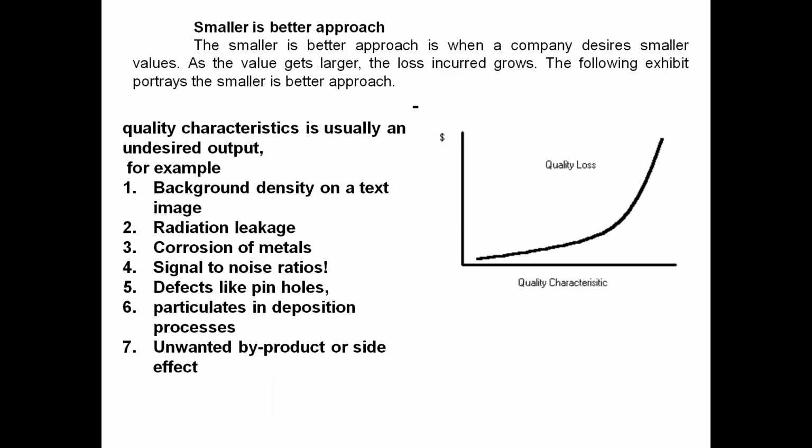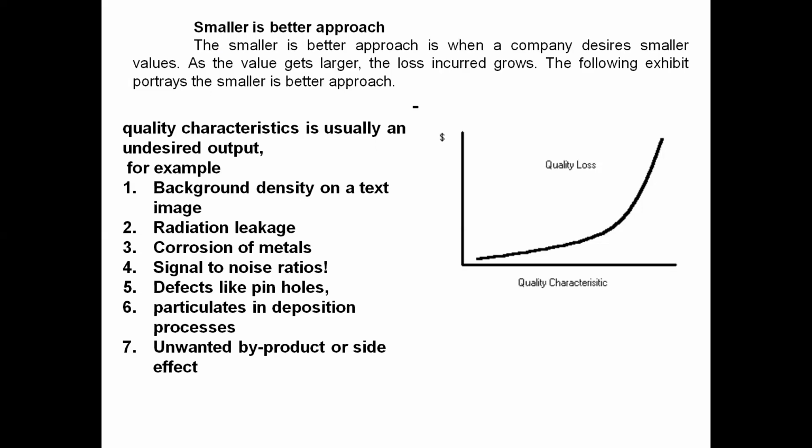Another one is smaller the better. When the quality characteristic is very small, the quality loss is least. Whenever the quality characteristic increases, the loss will be more. In the smaller-the-better approach, the company wants smaller values. For example, background density of the text image, radiation leakage in a nuclear power plant, corrosion of metal should be very low. Signal to noise ratio, defects like pinholes, particulates in deposits, and unwanted byproducts are also examples. Smaller the better. Suppose you use a calculator for the multiplication 3 into 6; if it takes minutes to answer, that is a problem. So the loss should be very, very micro level. So smaller is the better.